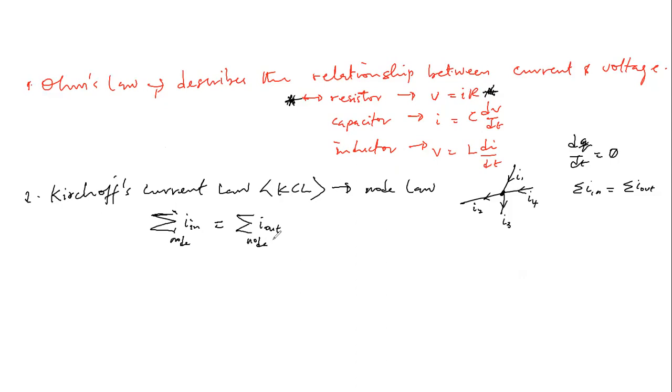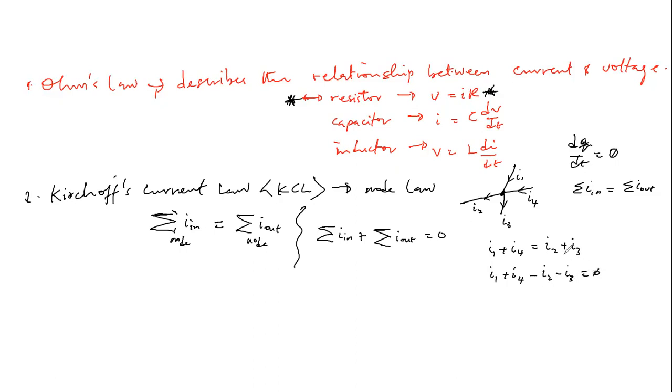Such that the sum of currents that flow in plus the currents that flow out must be zero. So how do we mean? Here, I1 flows in plus I4 flows in is the same as I2 plus I3. So we can say I1 plus I4 minus I2 minus I3 is equal to zero.